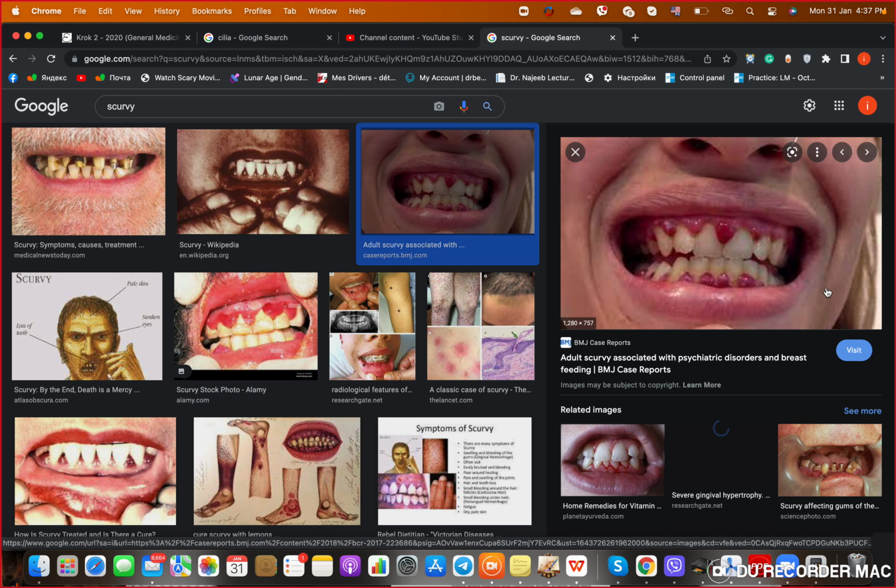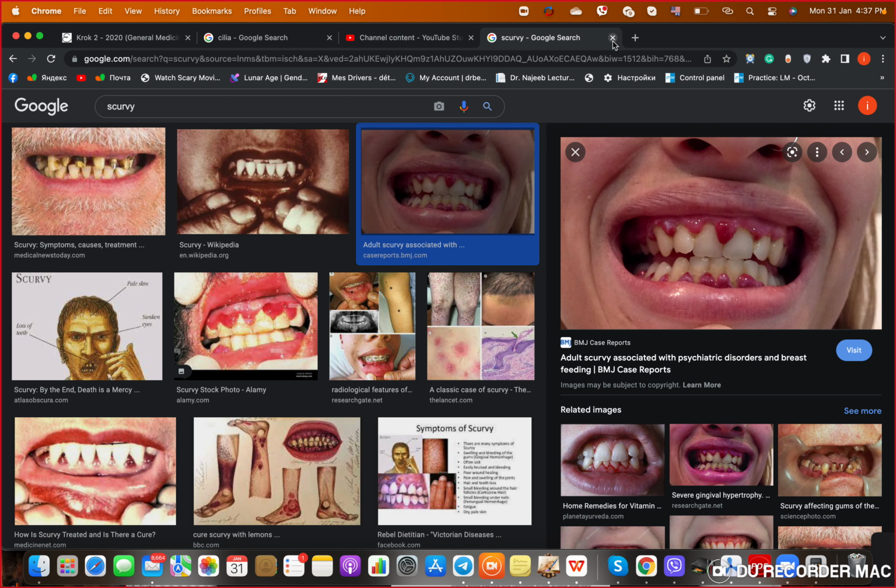Doc, how do we differentiate this from phenytoin and calcium channel blockers, where we have gingival hyperplasia? I was just going to tell you about this. How can you differentiate between scurvy and cases of using, for example, a calcium channel blocker leading to hyperplasia? Well, the answer is always the history.